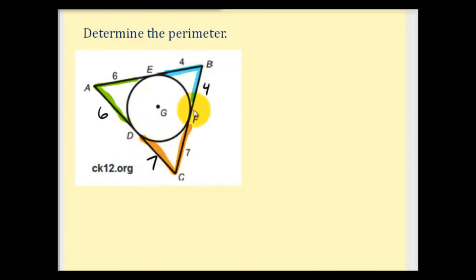So now we just need to add the lengths of all of these segments. Here we have 12, 8, and 14. So 12 plus 8 plus 14. It's going to give us 4, carry the 1. That'll give us 34 units as the perimeter of this triangle.